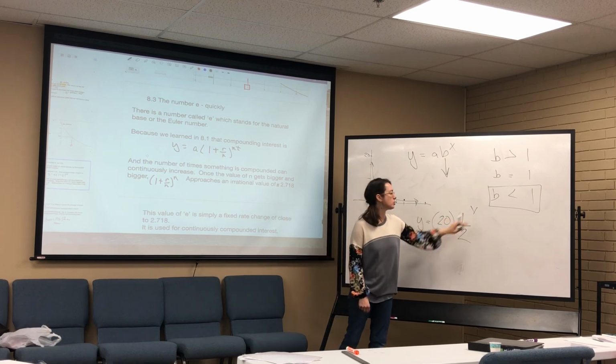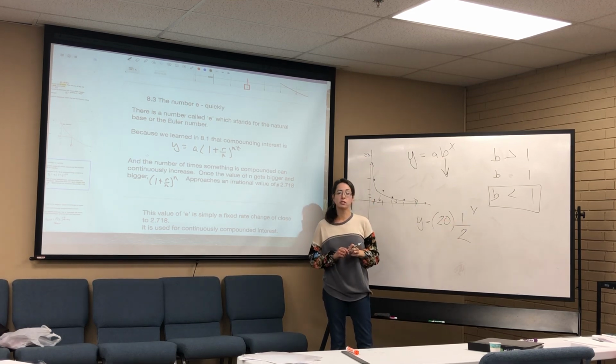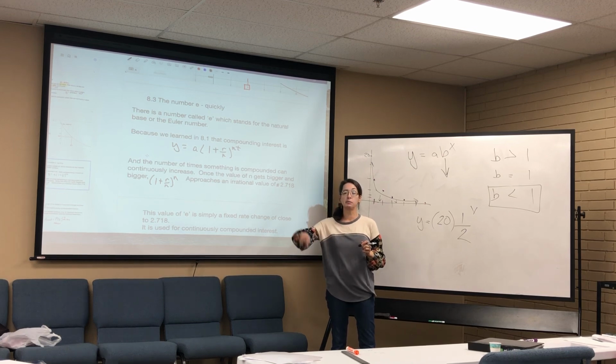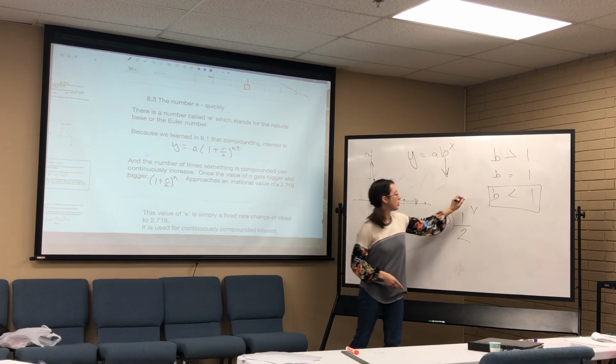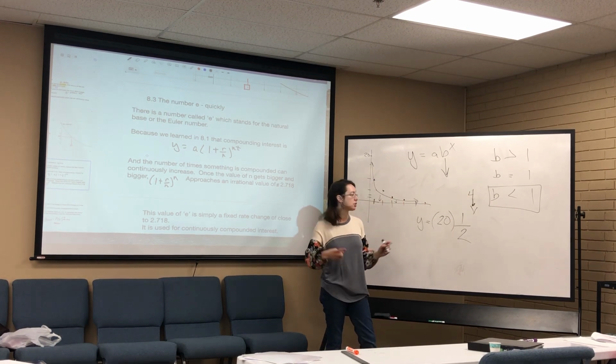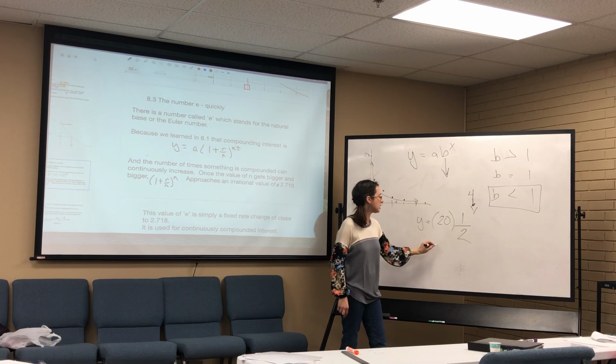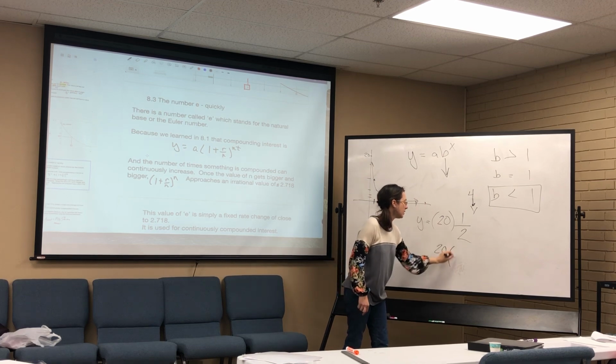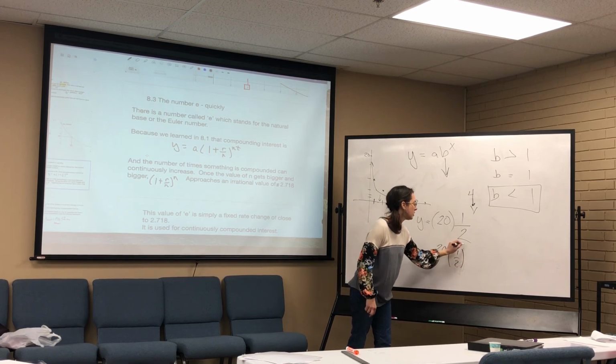After 4 cuts, where would the 4 go? What is the 4 value? That's your trial. That's your number of times. So 4 replaces our x. It's the number of times we're cutting it. So after 4 cuts, I would have 20 times 1/2 to the 4th.